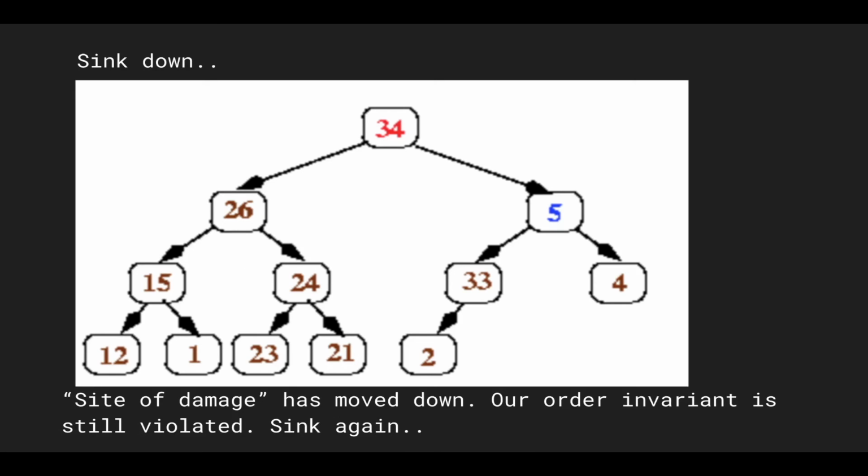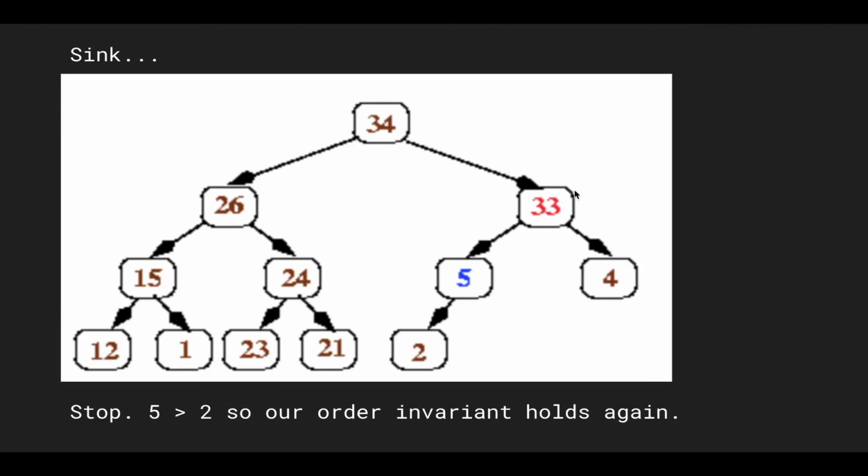So now looking at 5, the site of damage has still moved down. So we still have not fulfilled the heap order invariant because 5 is less than 33, and this is a max heap. 5 is greater than 4, which is great, but it needs to be greater than both of its elements. So we sink 5 down again. So we swap it with 33, and now we stop because 5 is greater than all of its children. 5 is greater than 2, so our invariant holds again. So the first invariant, the structure invariant, holds. The structure of our tree is a complete binary tree, and the second invariant, the order invariant, holds because now every node is greater than all of its children.